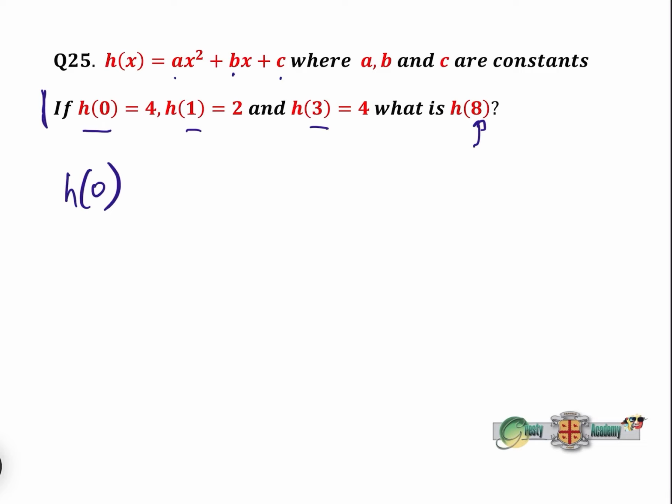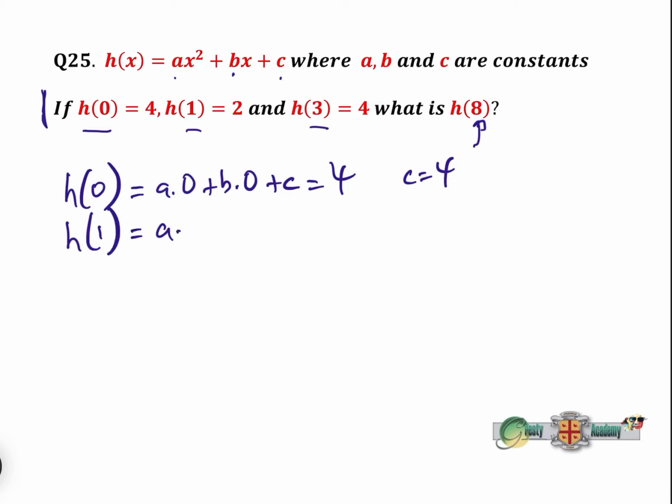So h of 0 is obviously just replacing x by 0, is a times 0 add b times 0 add c, which equals 4. We're given that. So clearly c equals 4. h of 1 is just putting 1 in. a times 1 squared add b times 1 add c, which we now know is 4. And we're given that that is equal to 2. So we know, therefore, that a add b equals minus 2.